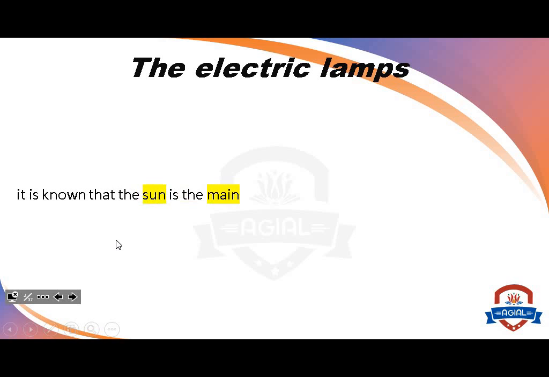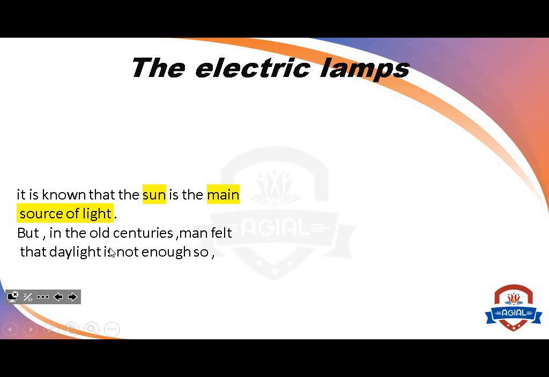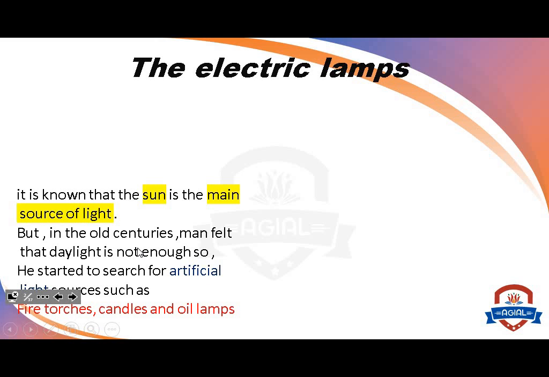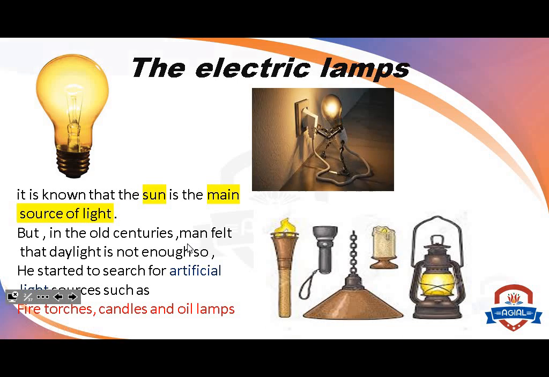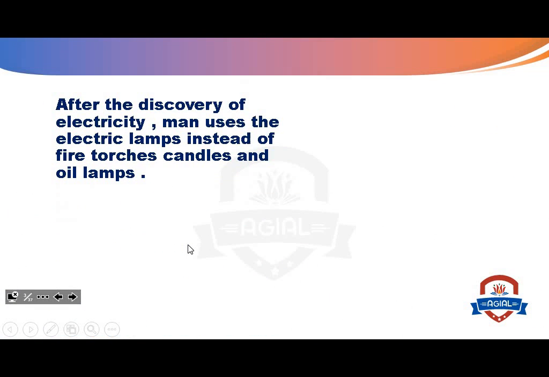As we know, the sun is the main source of light. But in the old centuries, man felt that the daylight is not enough. So he started to search for artificial sources of light, such as fire torches, candles, and oil lamps. But after the discovery of electricity, man uses electric lamps instead of fire torches, candles, and oil lamps.